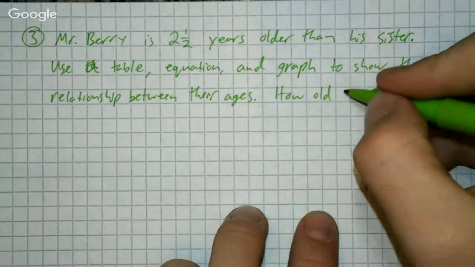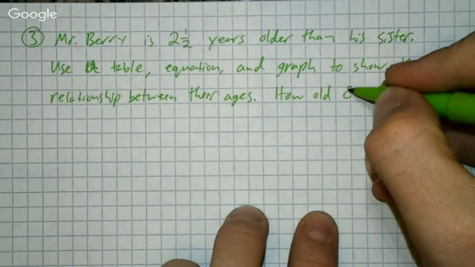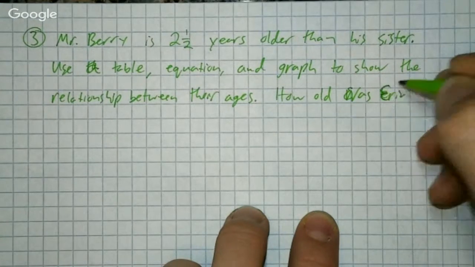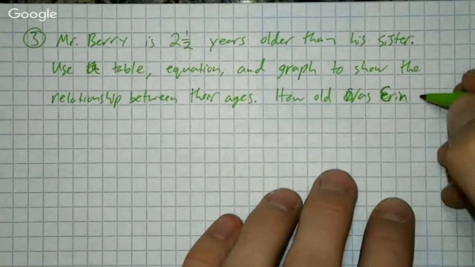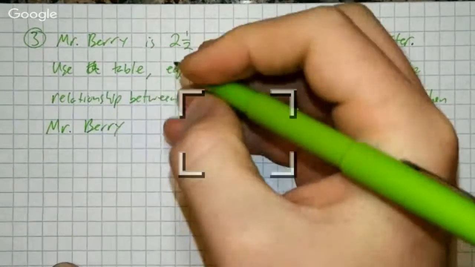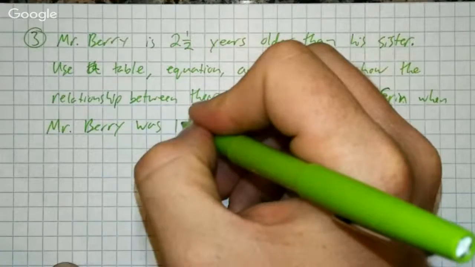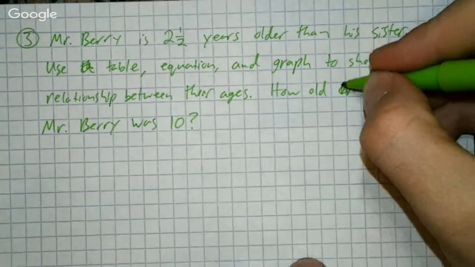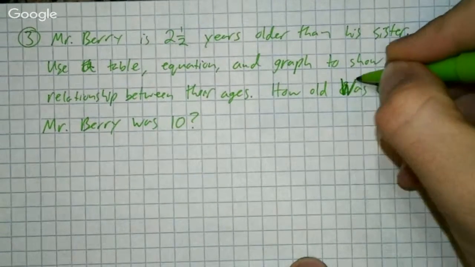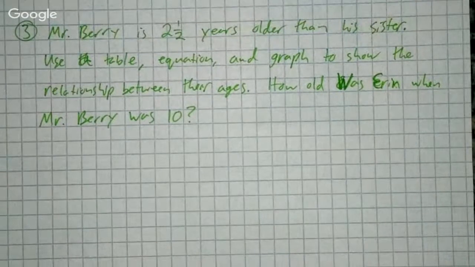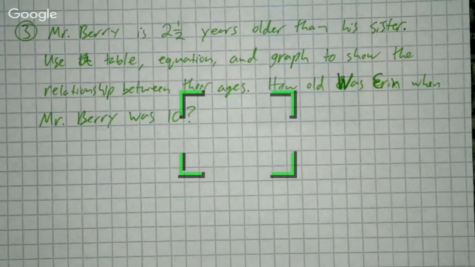How old, no, actually, I'll use her name so she doesn't get mad at me. How old was Erin? Didn't capitalize her name, she'll get mad at me for that. How old was Erin when Mr. Berry was 10? Okay, so a bit of a long question. So we're looking to understand this relationship in 3 different ways: a table, an equation, and a graph. So let's go ahead and start with the table.